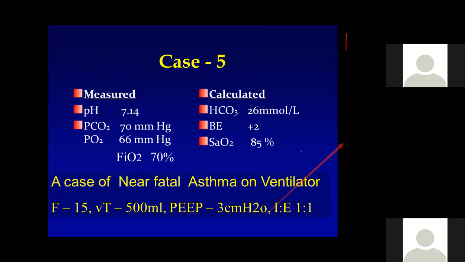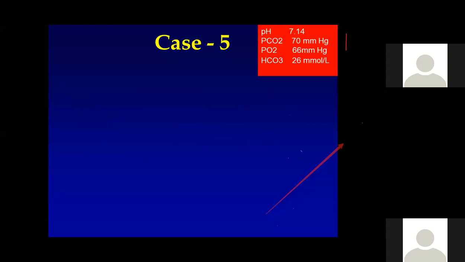So a patient with near fatal asthma is on a ventilator, and when the ABG is taken, the pH is 7.14, carbon dioxide is 70, and bicarb is 26. And this is what the ventilatory settings are. Now, what is the basic abnormality? Acidemia or alkalemia?